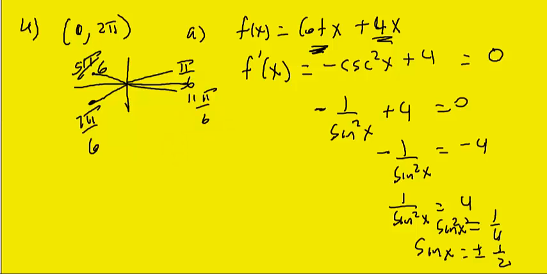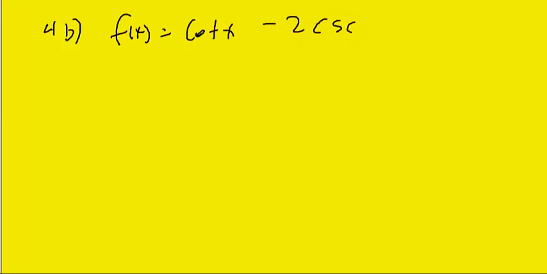Okay? Alright, let's get to 4b. F of x is equal to cotangent of x minus 2 cosecant of x. Okay, slope of a horizontal tangent means slope has to be 0. That means what do I have to do here? Take a derivative. And what's the derivative of a cotangent? Negative cosecant squared x minus 2.